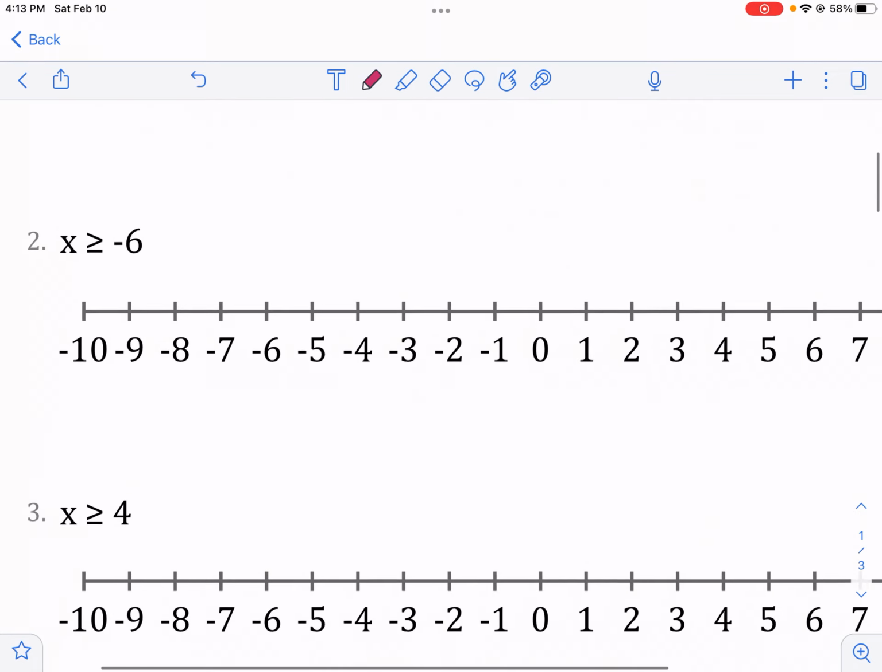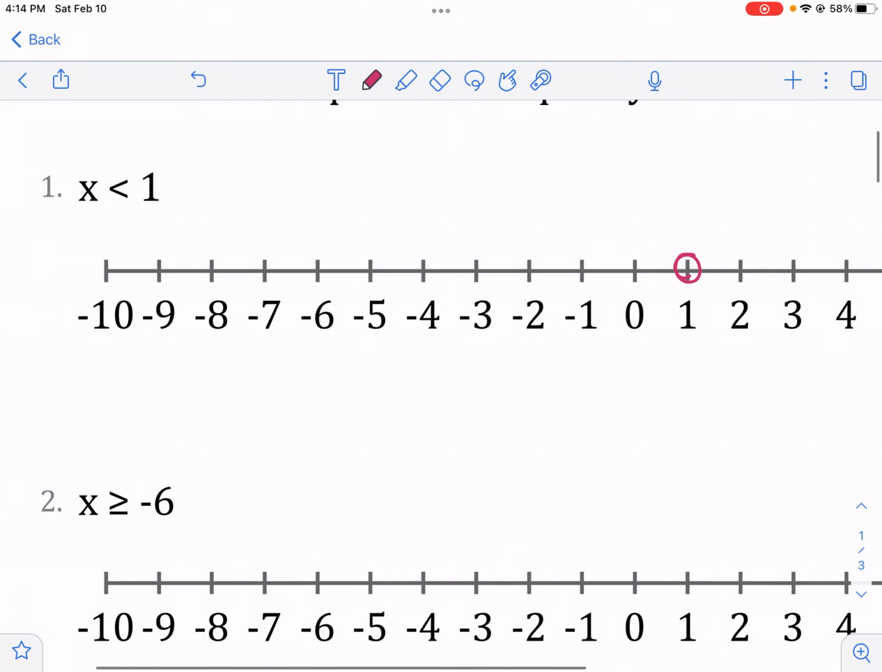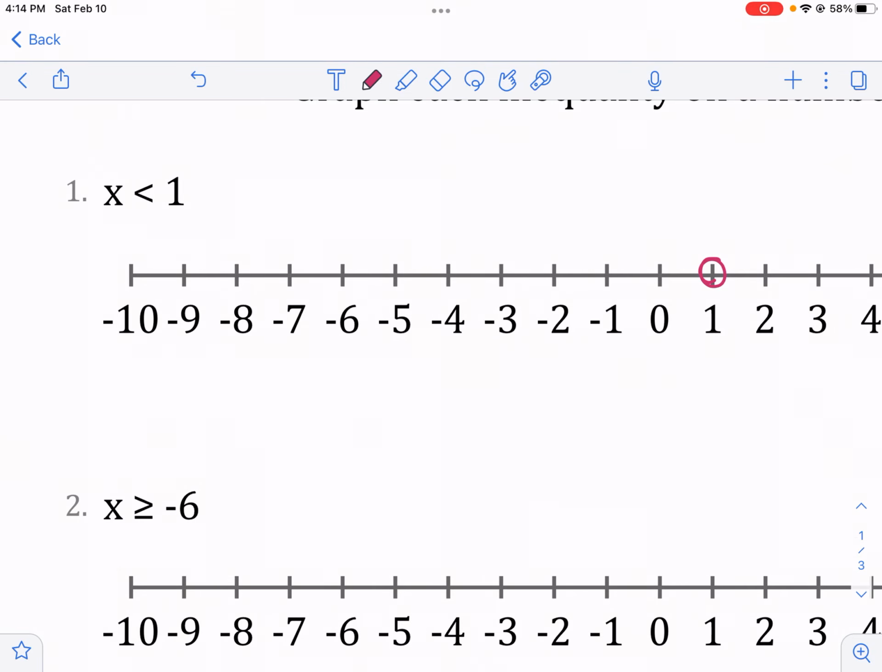Let's go ahead and start with number 1. Number 1 says x is less than 1, not less than or equal to. So we're going to start and we're going to make just a circle on the number 1. Okay, that's a critical value here that is telling us, and then we're going to base our graph off of that. So we know it's an open circle because this symbol means open circle. It cannot include 1. 1 is not part of the solution set.